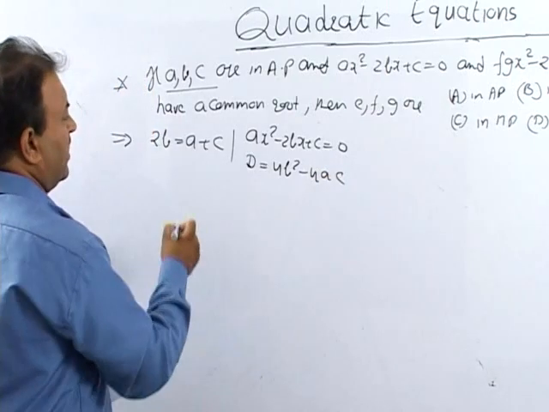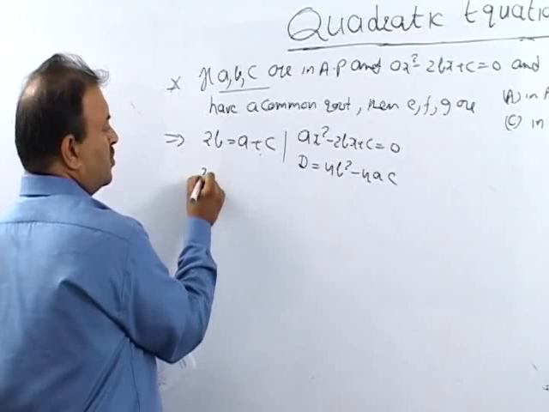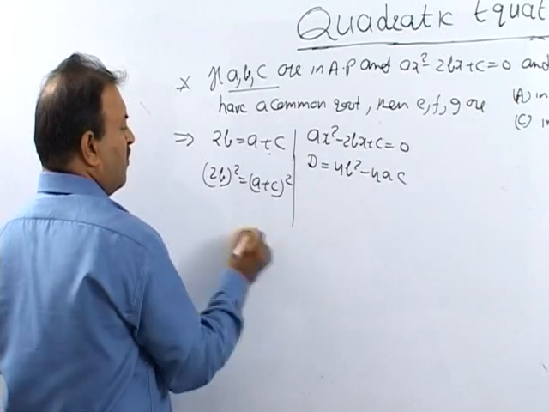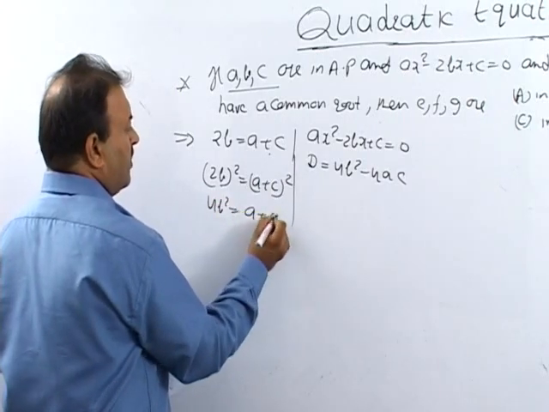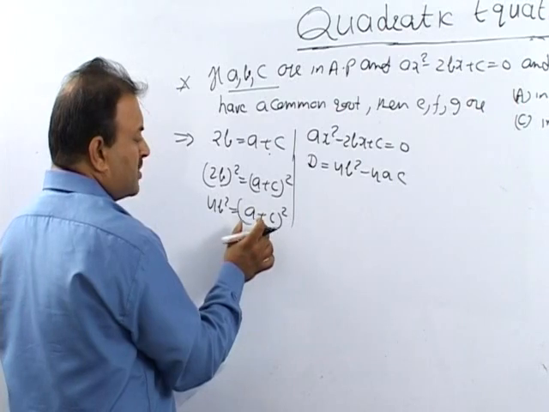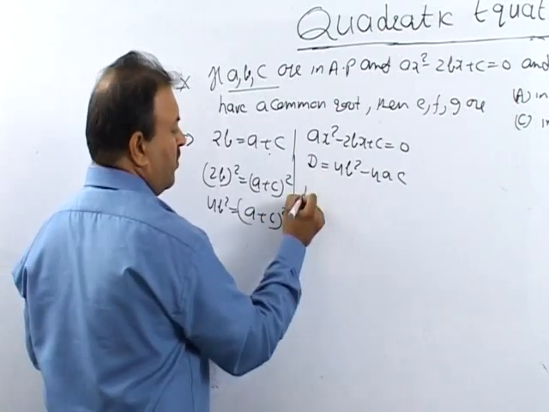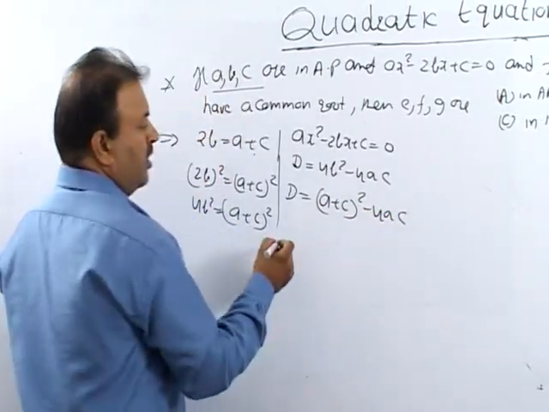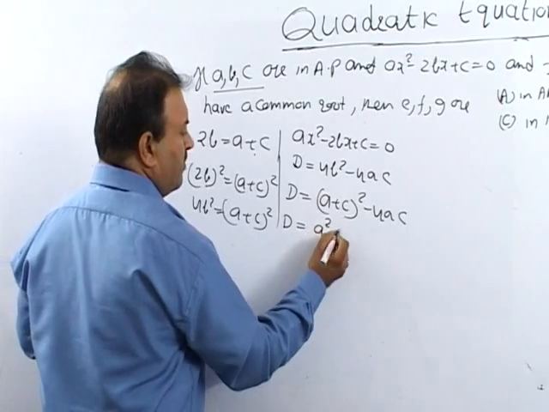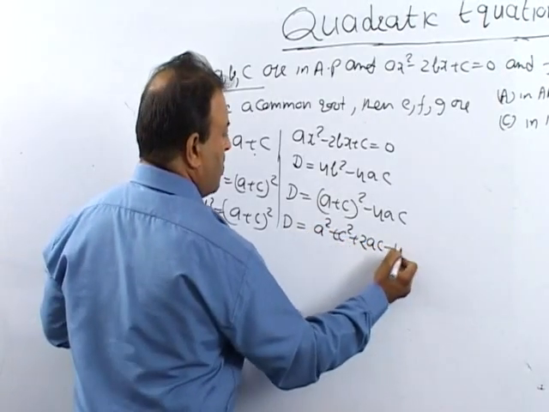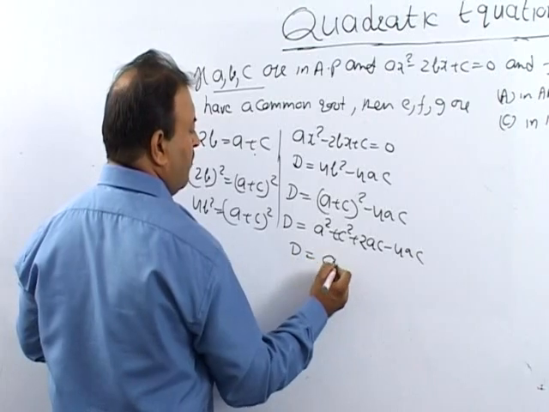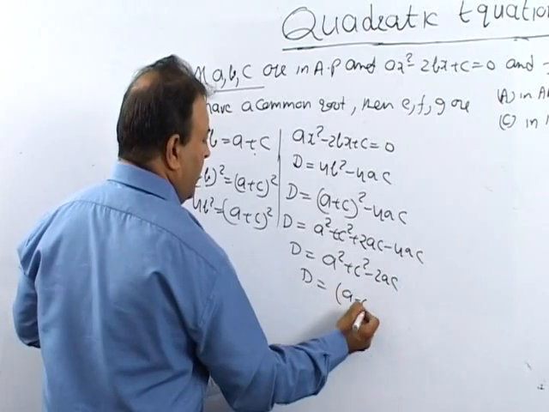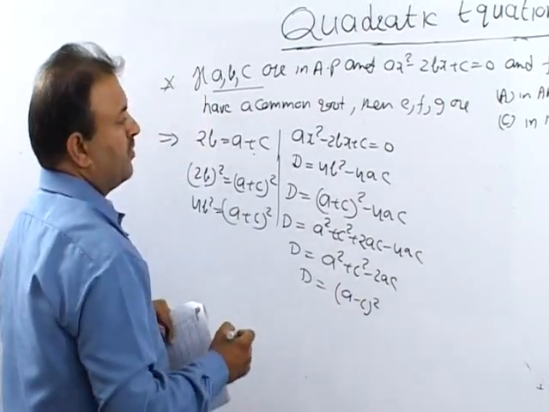Now we can say that 2b is equal to a plus c. So 2b the whole square will be equal to a plus c the whole square. That means 4b square is equal to a plus c the whole square. Now I am substituting this 4b square in this D. It is a plus c the whole square minus 4ac. So our discriminant becomes a square plus c square plus 2ac minus 4ac. D is equal to a square plus c square minus 2ac. D is equal to a minus c the whole square.